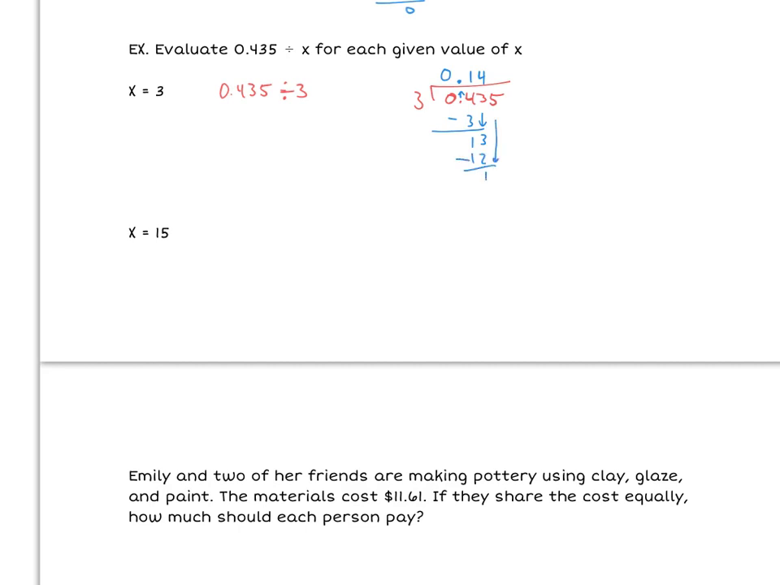12, not 1, bring 5 down. How many times does 3 go into 15? 5 times. 5 times 3 is 15. So the answer is 4.5 or 9... I'm gonna fry you.